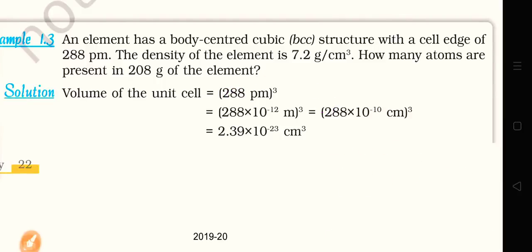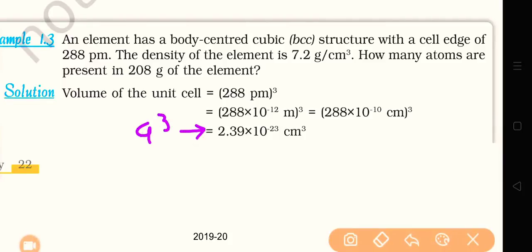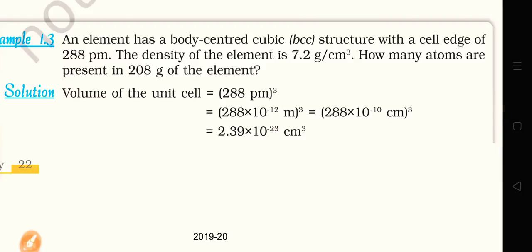And now we have to find the volume, that means a cube. So a cube is equal to, in terms of centimeter, 2.39 into 10 raised to minus 23 centimeter cube. So this is the volume of a single unit cell.